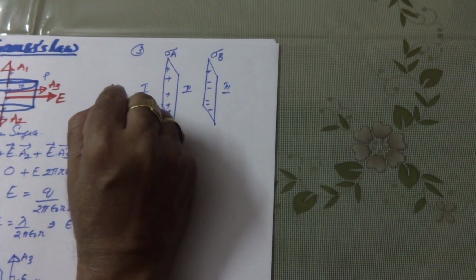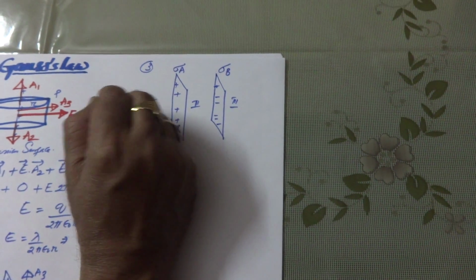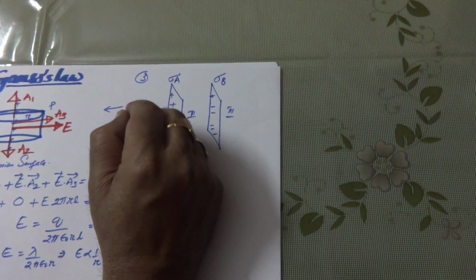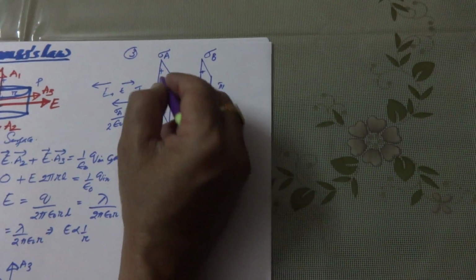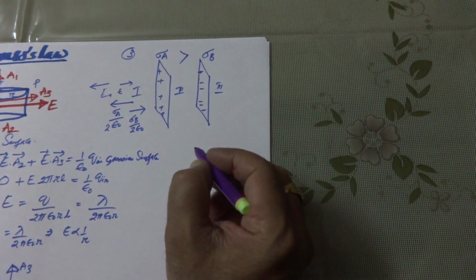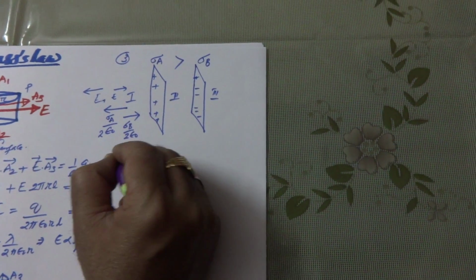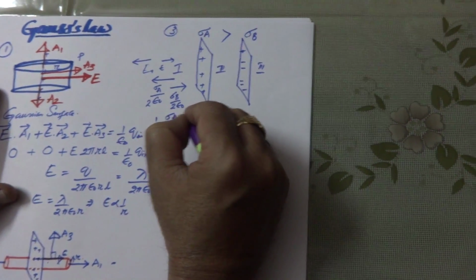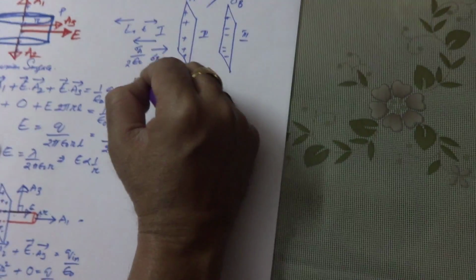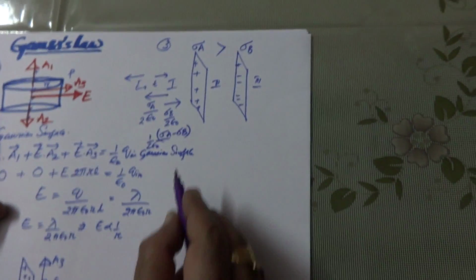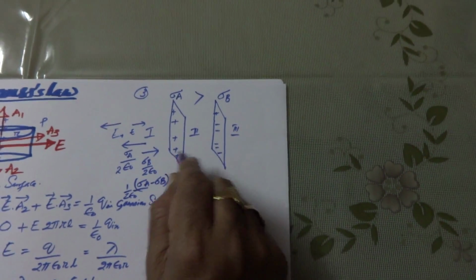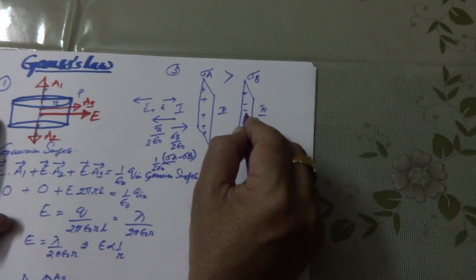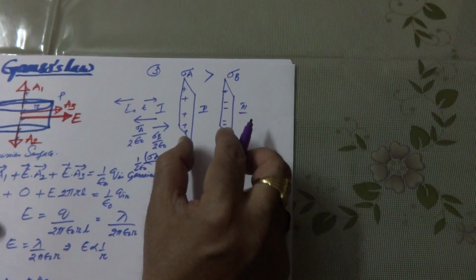The direction of electric field due to the positive plate is in this direction, and due to the negative plate it is in the opposite direction. Therefore, if you consider that sigma A is greater than sigma B, then the net result will be 1 by 2 epsilon naught times sigma A minus sigma B. You can discuss a special case here. If sigma A and sigma B are equal, then this factor will be 0. That is the case in the parallel plate capacitor.